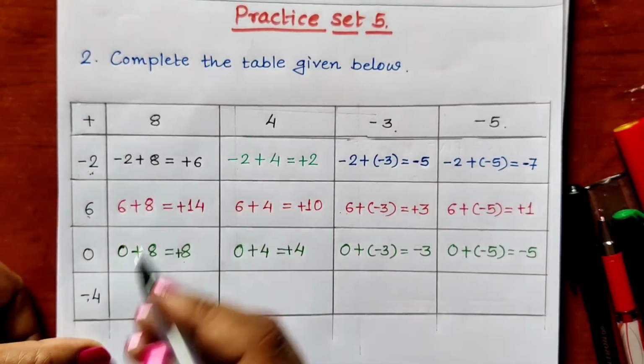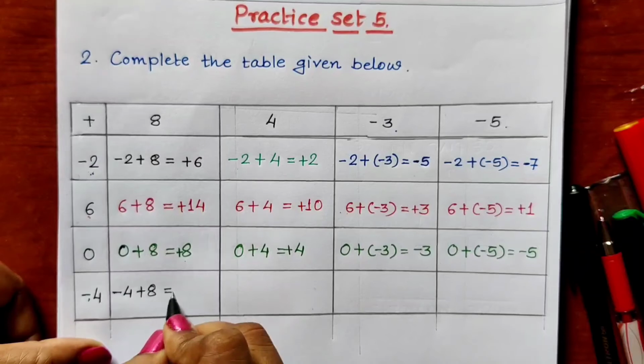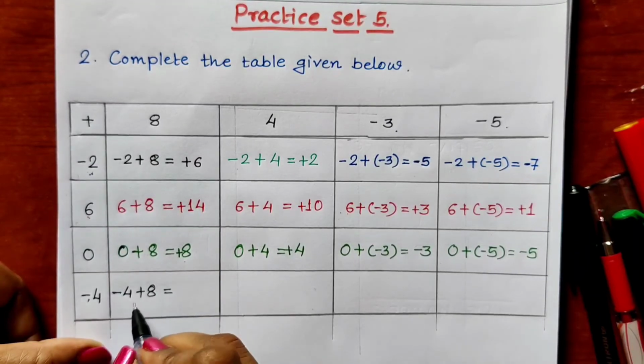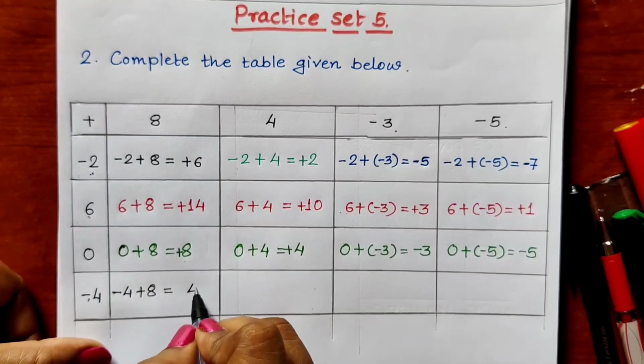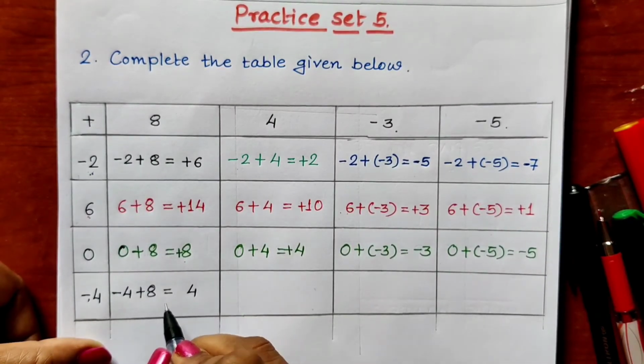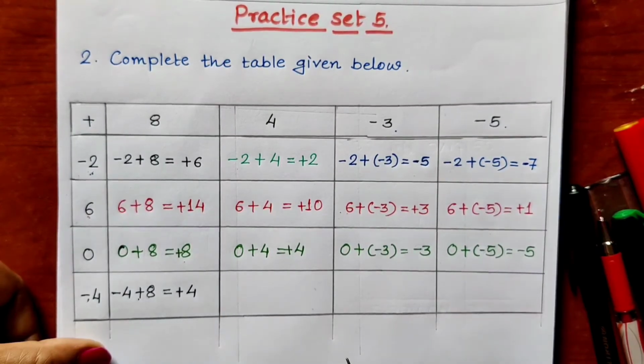Minus 4 plus 8. 4 is having a minus sign, 8 is having a plus sign. Different sign means what? We have to subtract the smaller number from the bigger one. 8 minus 4, answer is 4. And the answer will have the sign of the bigger number. Bigger number is 8. 8's sign is plus, so the answer will have a plus sign.